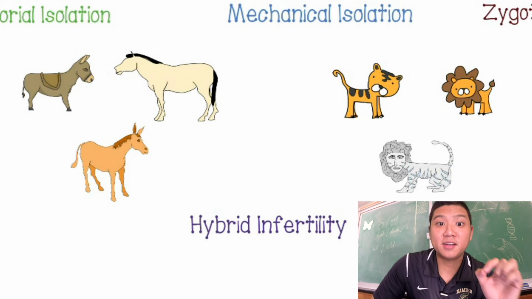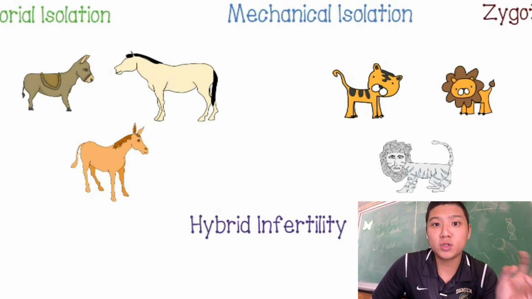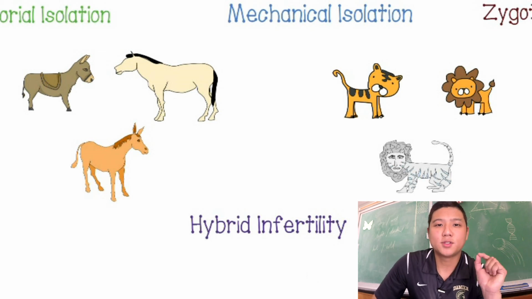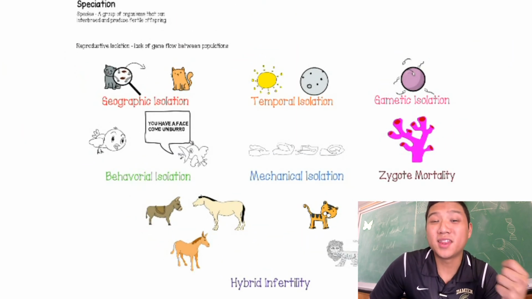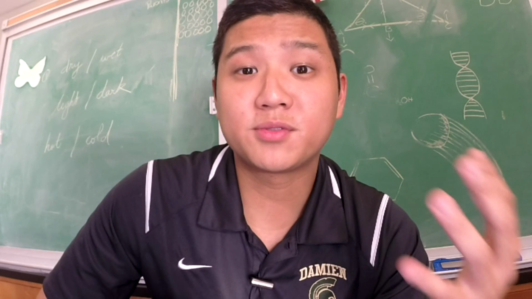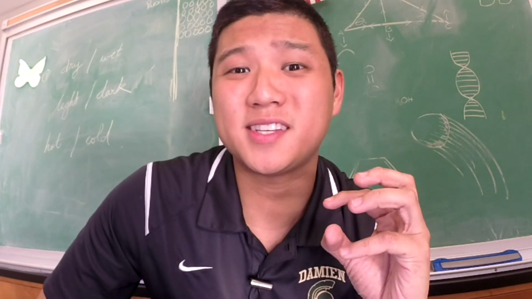Anyways, the liger is an infertile hybrid between the lion and the tiger. And depending on which one is the male and which one is the female, we can get the liger, and we can also get the Tigon or the Tigon. I'm not really sure how to say it. So if the male is the tiger and the female is the lion, you get a Tigon. And if it's the other way around, you get the liger. So those are the various forms of reproductive isolation that can lead to speciation.